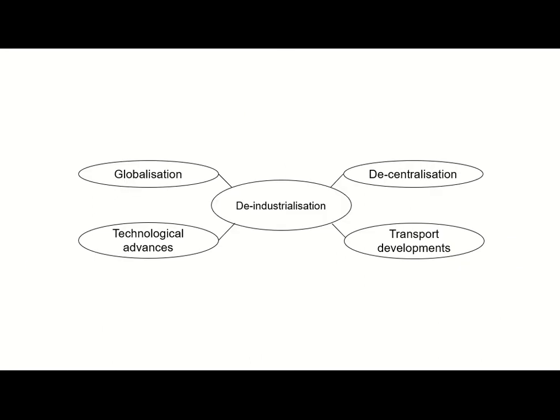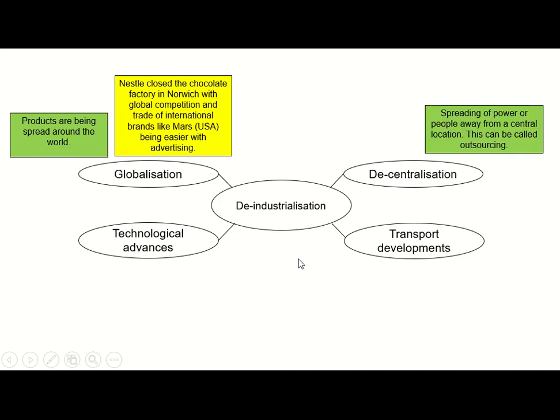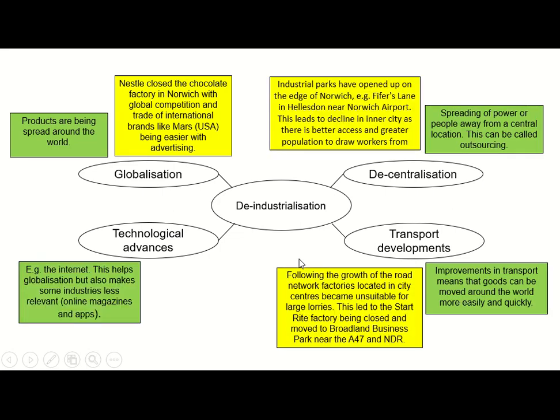So now we've looked at the impacts of migration on Norwich, we can start to look at de-industrialization, and this is specifically a topic you cover for Norwich. You won't look at this for Mexico City because it's not de-industrializing. So we break up the causes of de-industrialization into 4 main categories: globalization, decentralization, technological advances, and transport developments. For each of these, there's a definition in green and a Norwich-based example in yellow.